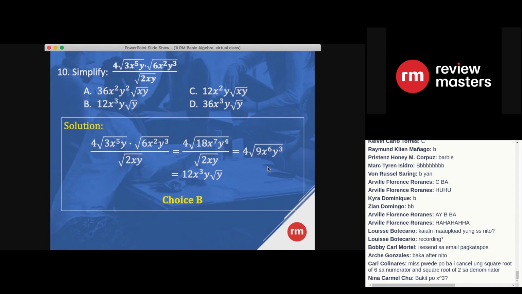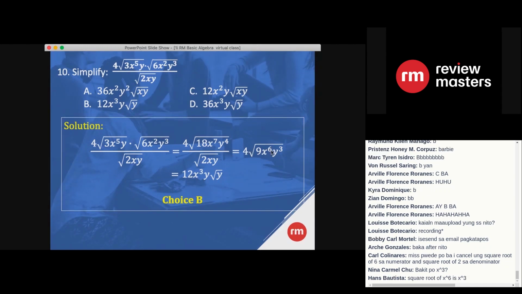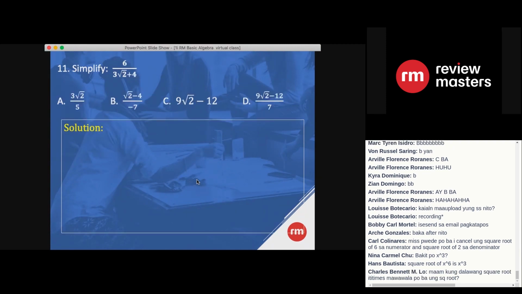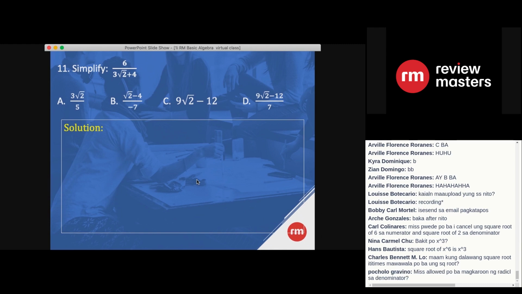Okay, bakit naging x cubed? The square root of x to the 6, this will become x to the 6 over 2. So 6 divided by 2, because the index here is 2, kaya naging x cubed. Okay? X to the 6, the index is 2, so 6 divided by 2, that will become x cubed. Choice is letter B. Number 11, who got the correct answer? What's your answer in number 11?